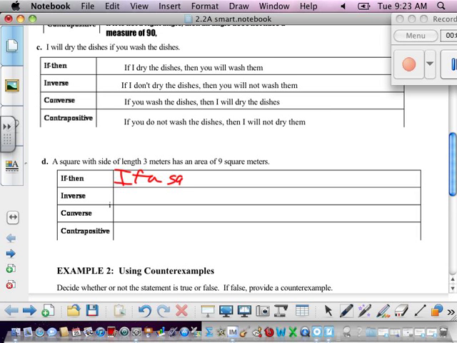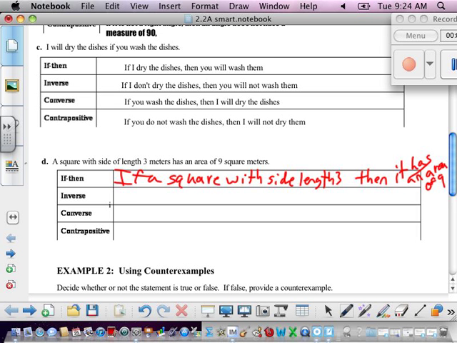And then I'm going to put a square with side length 3. If the square has a side length of 3, then what? It has an area of what? An area of 9.